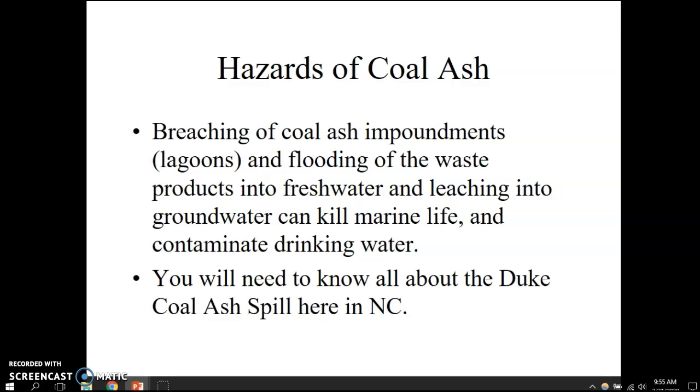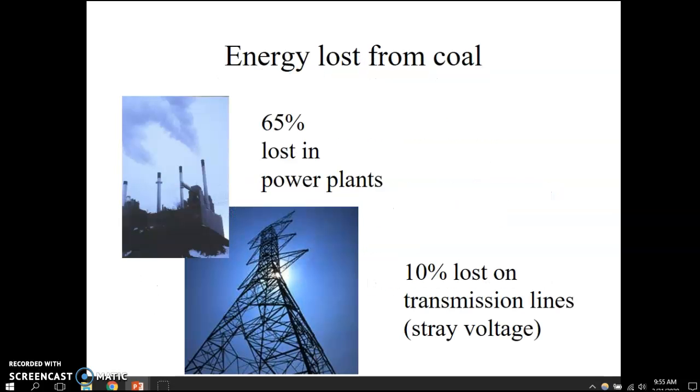And I'm going to give you some information on that to read up about it, because it is really important that you understand what coal ash is, what the effects of it are when it gets out into the environment, and then now what Duke Power is doing, which is trying to relocate some of these lagoons or impoundments to places that aren't right next to freshwater systems. It's like, yeah, duh.